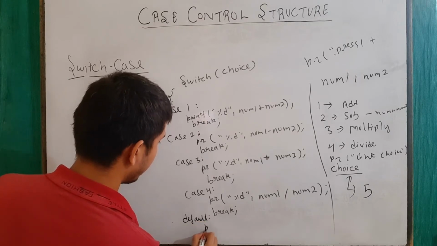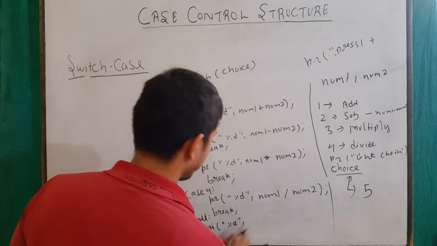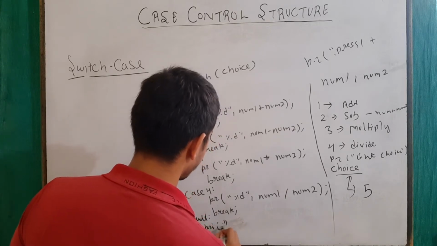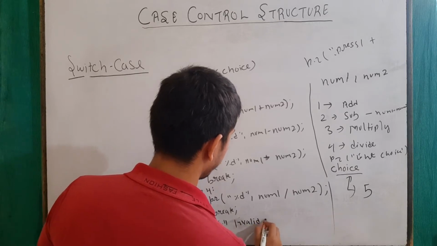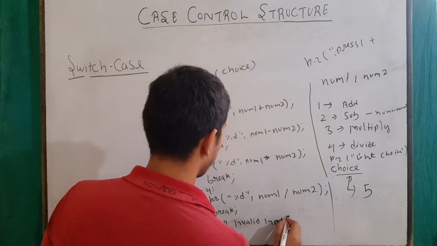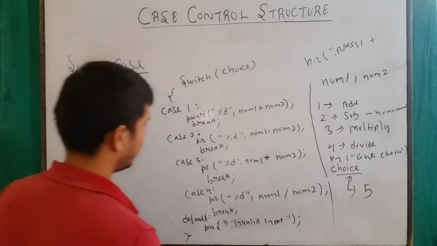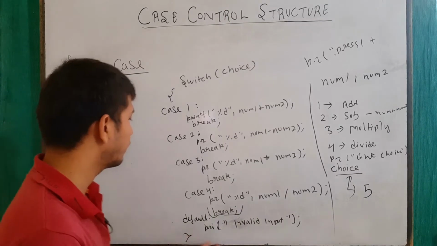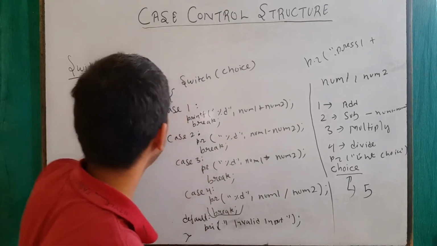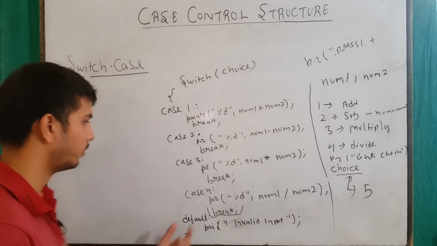And I'll write here printf, no %d, printf only invalid input. We generally use default for this purpose, that when none of these cases are matched, then what action should the program perform.